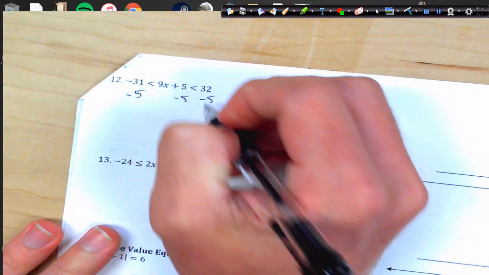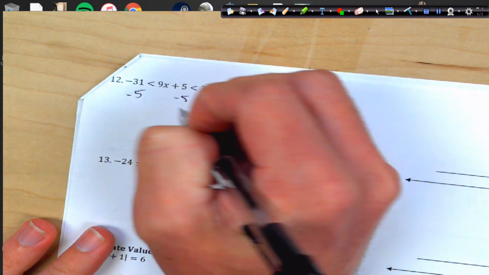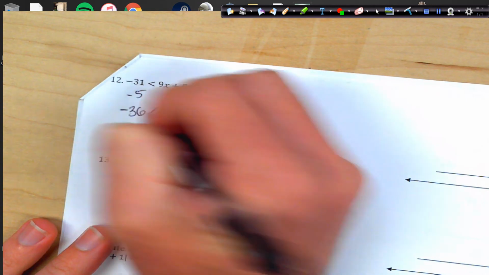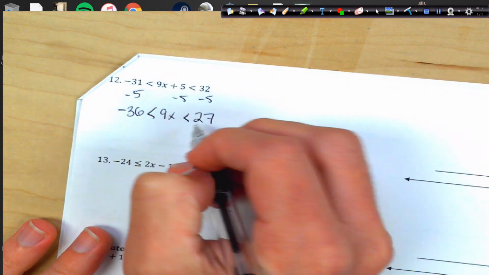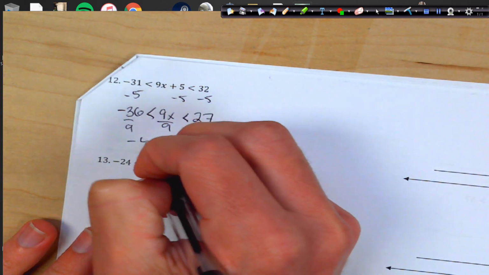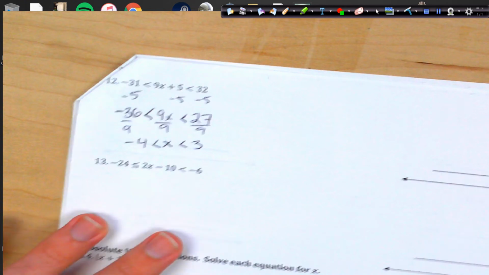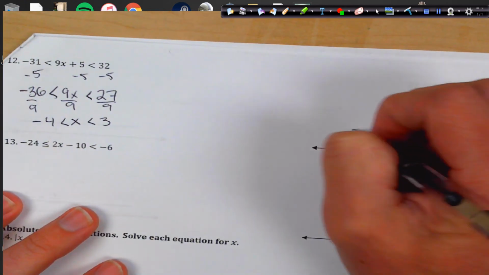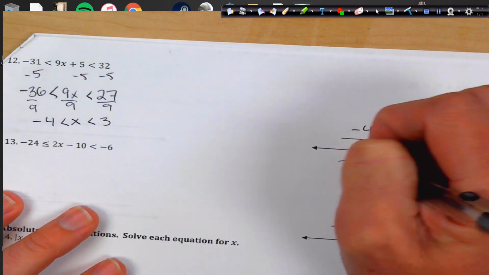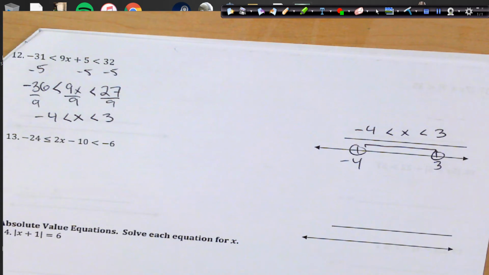Okay, so we get over here, 32 minus 5 is going to be 27. And over here, this is going to become a negative 36. And then I'm going to divide both sides by 9, or all 3 sides. That's a negative 4. And that's a positive 3. So this is an AND problem. Negative 4 less than x, which is less than 3. So drop 3, drop 4, open, open, and we graph inward towards each other.